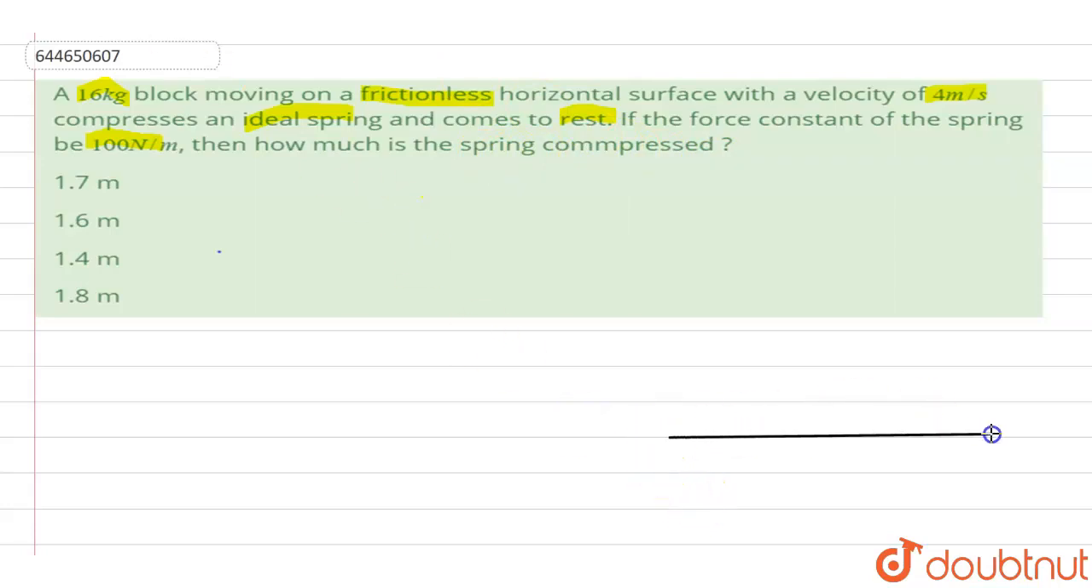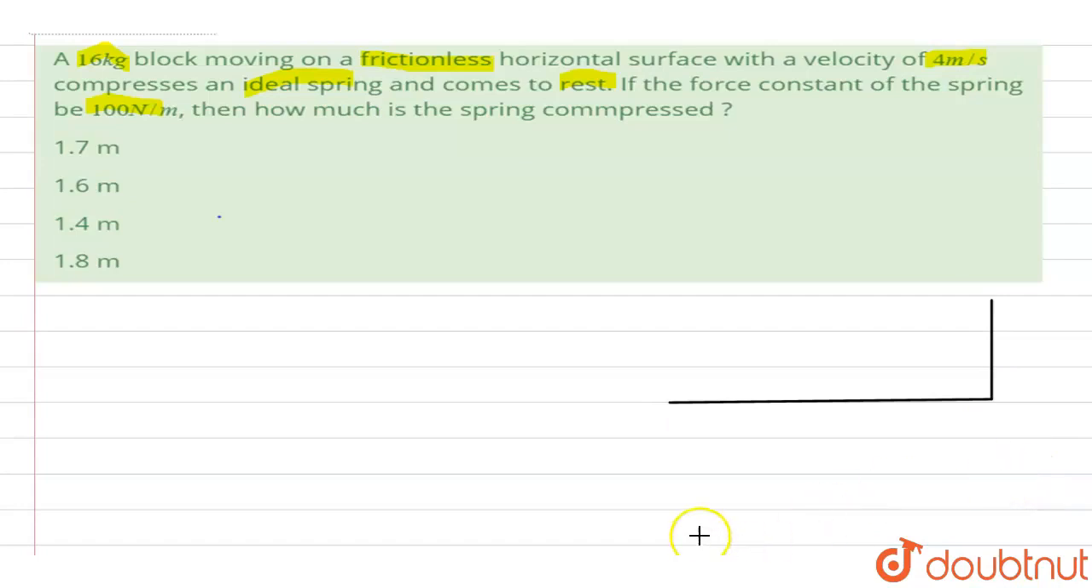This is the horizontal surface. Let's draw another figure. Okay, these are two horizontal surfaces. Now let's draw a block over here. So this is the block. Initially it is at this position, and finally it comes at this position.